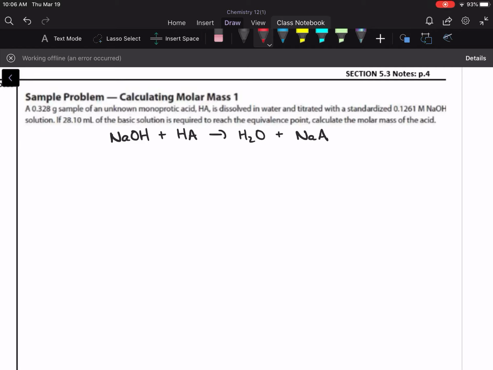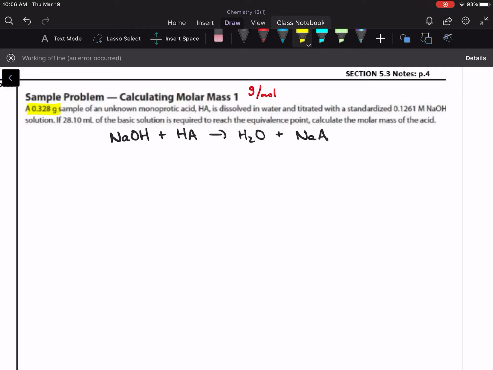In this example, we're asked to calculate the molar mass of an unknown monoprotic acid. So reminder that molar mass just means grams per mole. In this example, we're given the grams of our unknown acid, and so we need to determine the moles of the unknown acid in order to calculate its molar mass.